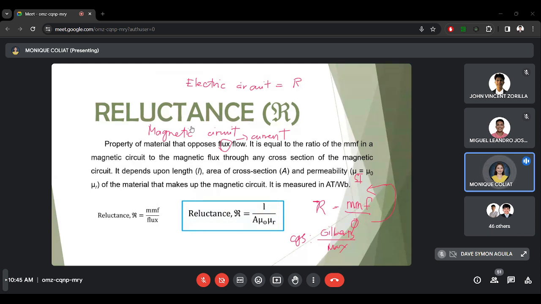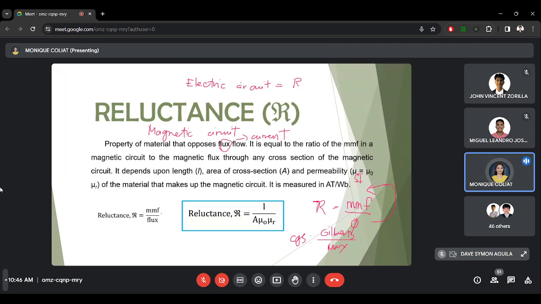So, it is equal to the ratio of MMF in a magnetic circuit to the magnetic flux through any cross-section of the magnetic circuit. Ratio of MMF to the magnetic flux. That means that is MMF over flux. That is your reluctance. It depends upon the length, area of the cross-section, and the permeability of the material that makes up the magnetic circuit, and it is measured in ampere turn per Weber.